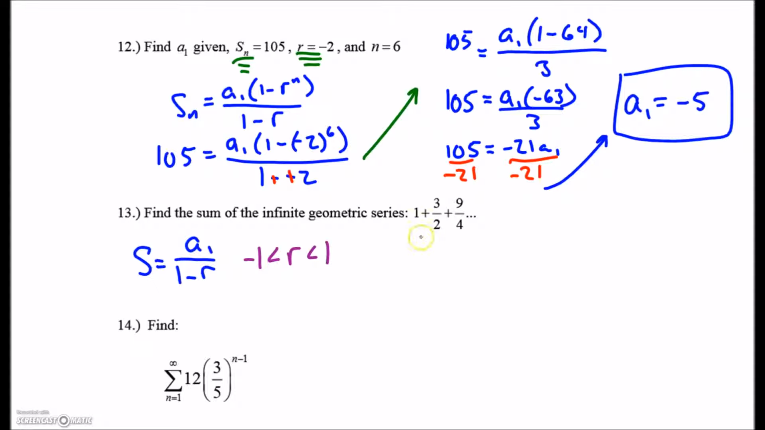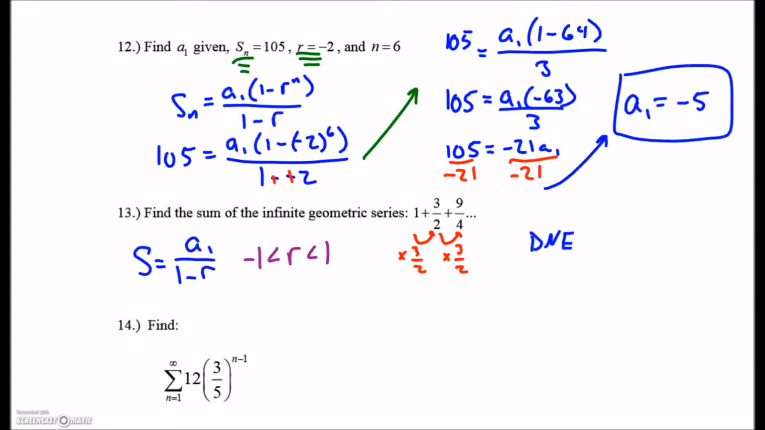So I first have to identify my r value. When I go from term to term here, it looks like I'm multiplying by 3/2. So my r value this time is 3/2, which does not fall into the acceptable range. It's not between -1 and +1. So I say that this sum does not exist. So I'll write DNE for does not exist.